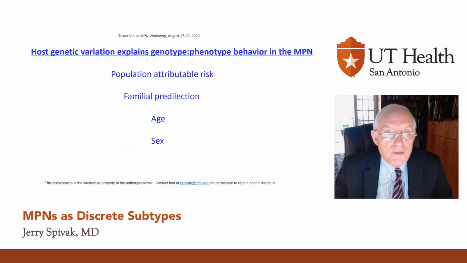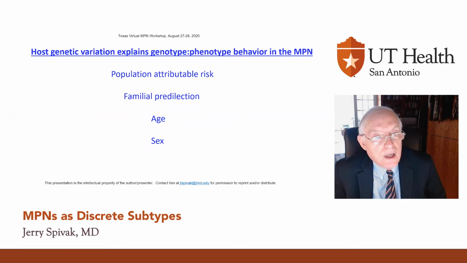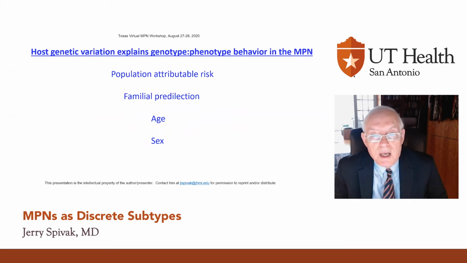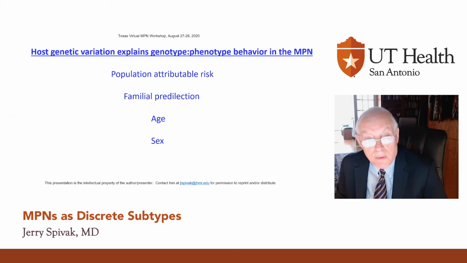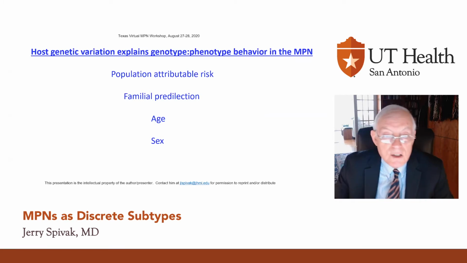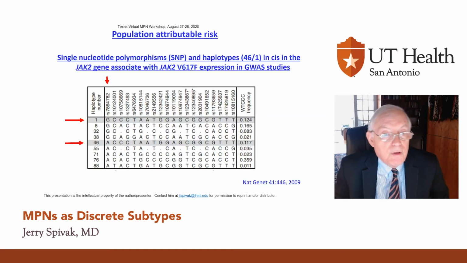And the answer is very simple. It has to do with host genetic variation, which will explain the genotype-phenotype behavior of the MPN. First, there's population attributable risk, then there's familial predilection, and then there's age and sex. And I want to go through all four of these.